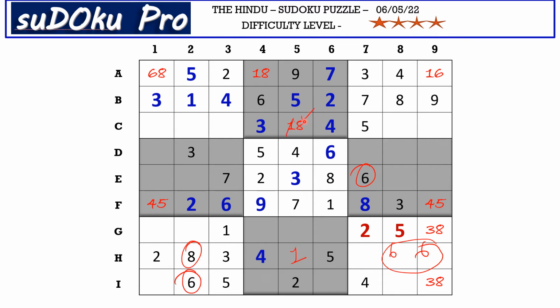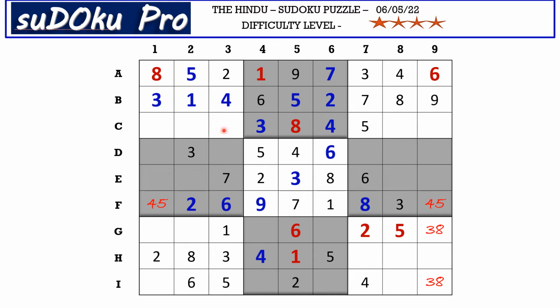And now the only missing number in the fifth column is 6. Now this 8 cancels out the 8 here and A4 takes 1, A9 takes 6 and A1 takes 8.